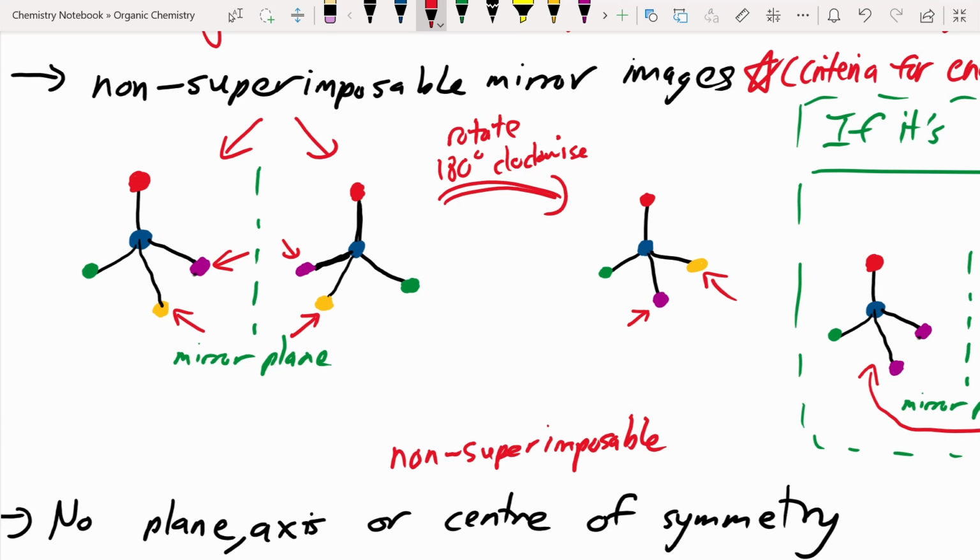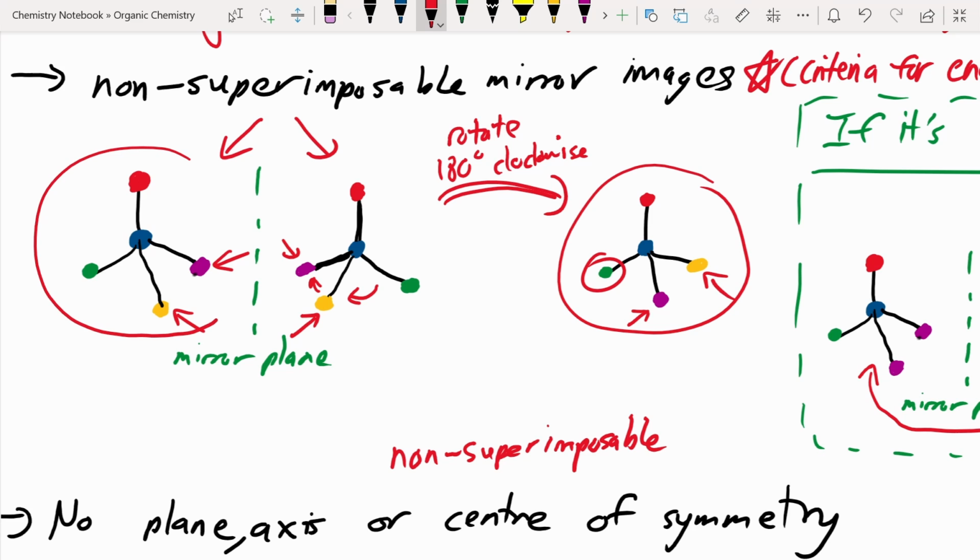Okay, so imagine you rotate this molecule all the way until this green ball ends up here. And what you're gonna end up with is that this and this will be non-superimposable because they are not identical.